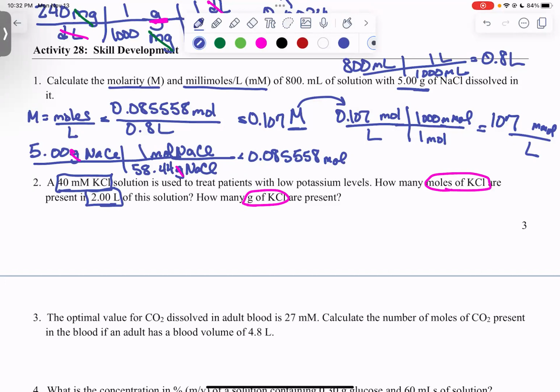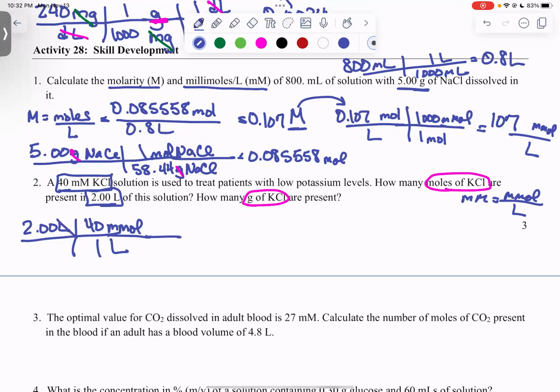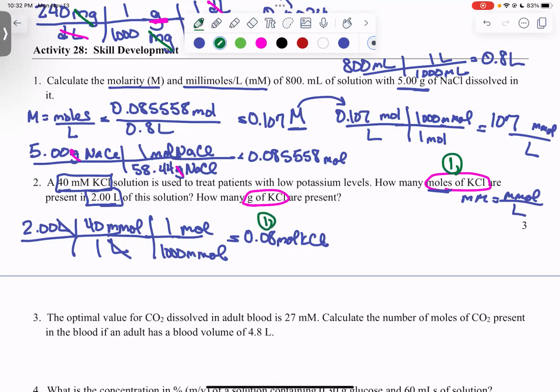So I'm going to start with 2 liters, right? And I know I have 40 millimolar. What is millimolar? Millimolar is equal to millimoles per liter. So I can use that at the bottom, and I can say I know I have a 40 millimolar solution. So now I've canceled out my liters. I'm in millimolar, but I don't want to be in millimolar, I want to be in moles. So now I'm going to say there are 1,000 millimoles in 1 mole. If I do the math on that one, that should give me 0.08 moles of KCl. So that answers this first part, this is my answer to number 1.